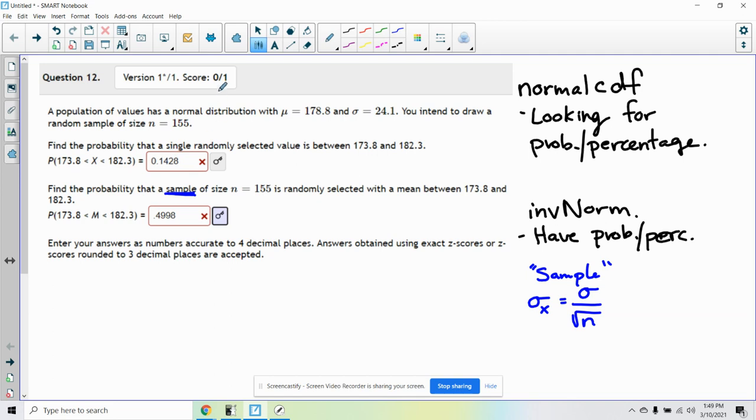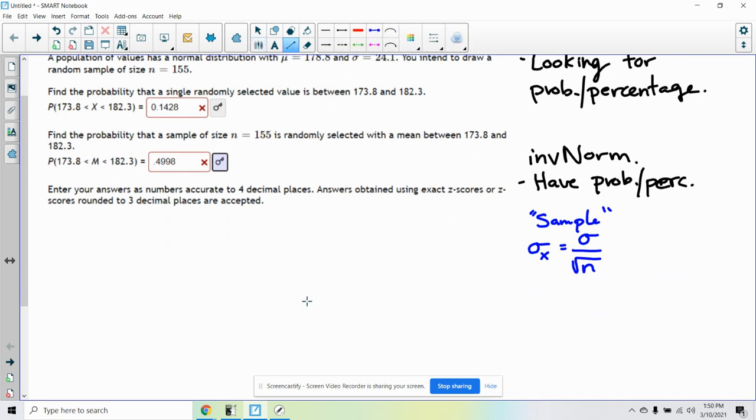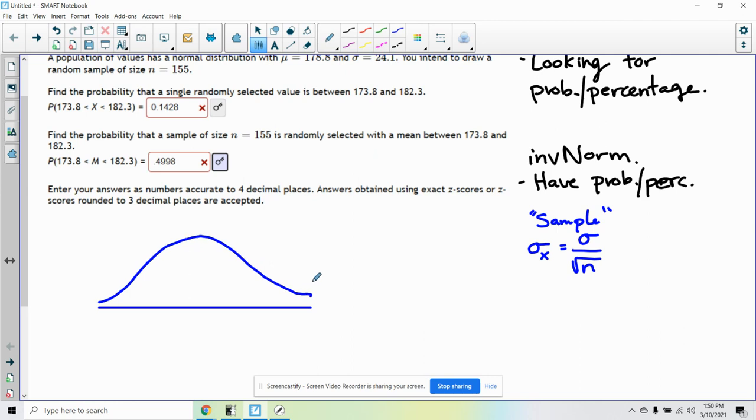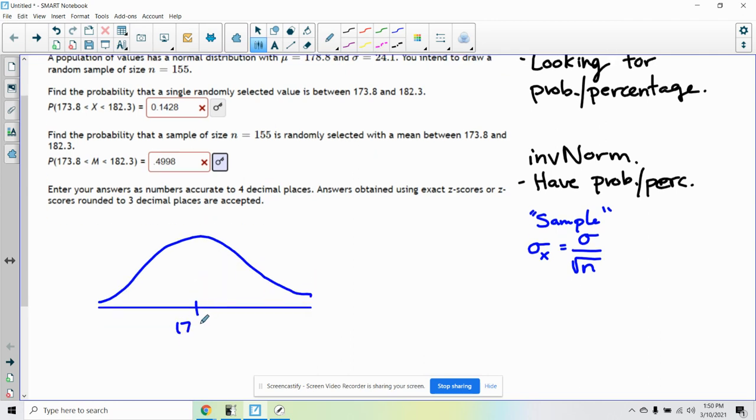Okay, so let's just run through this question. This kind of answers a good amount of stuff. It says the population of values has a normal distribution with mu of 178.8 and sigma of 24.1. You intend to draw a random sample of size n, which is 155. Before I do anything, I'm just going to draw my normal curve to get an idea of what I'm looking at. It doesn't have to be perfect. My mean's in the middle, 178.8.